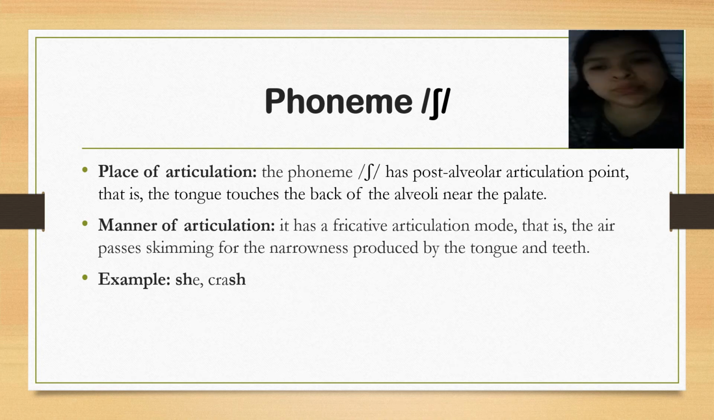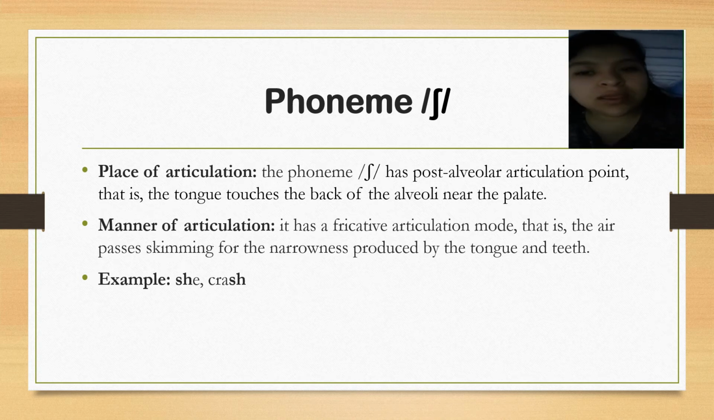Phoneme sh. This phoneme has a post-alveolar articulation point, that is, the tongue will touch the back of the alveoli near the palate. It has a fricative articulation mode, that is, the air passes skimming through the narrowness produced by the tongue and teeth. The pronunciation of this phoneme is sh. Example: chef, crash.